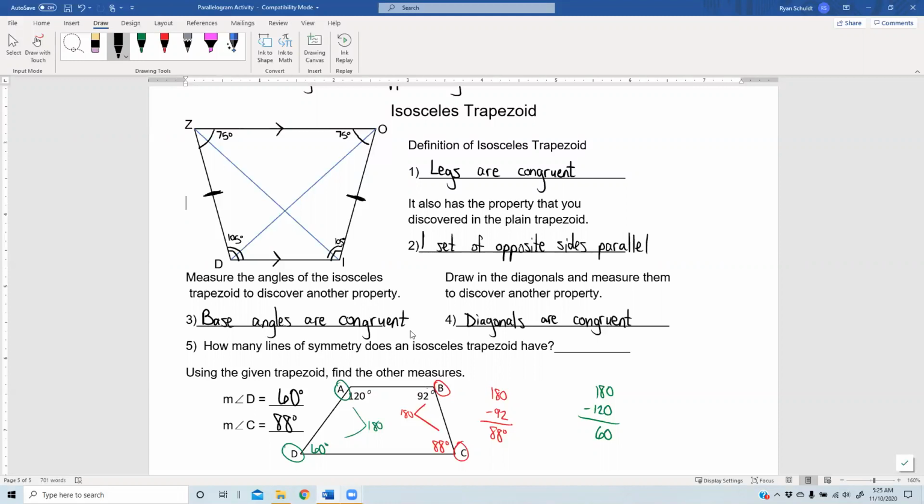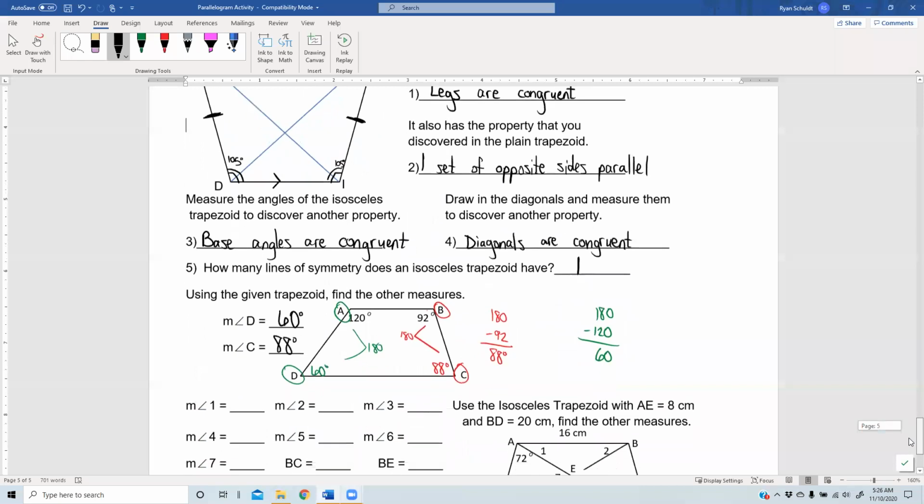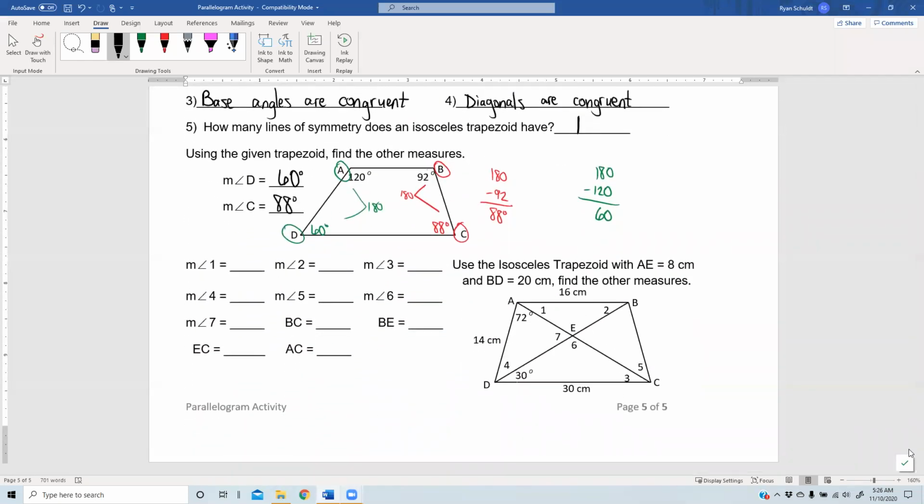Okay, so number 5, how many lines of symmetry does an isosceles trapezoid have? Well, if I try to fold that in half, how many ways could I fold it in half? Just one. Put the Z towards the O, the D towards the I, and I can perfectly fold it in half. So it has one line of symmetry. So those are our properties for an isosceles trapezoid. Let's use them to solve this problem down here.